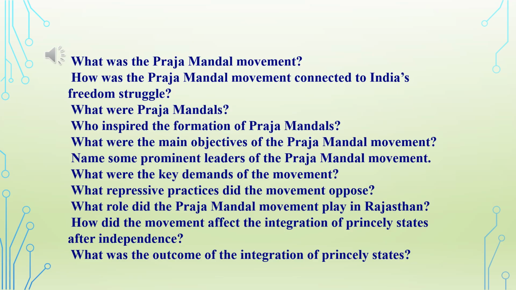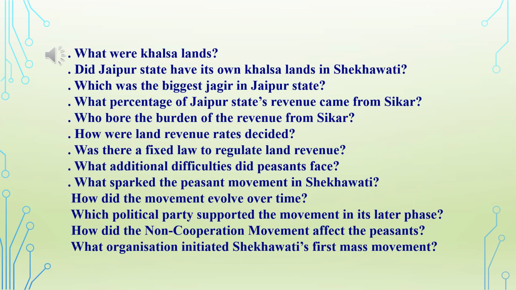How did the movement affect the integration of princely states after independence? What was the outcome of the integration of princely states? What were Khalsa lands? Did Jaipur state have its own Khalsa lands in Shekhawati?